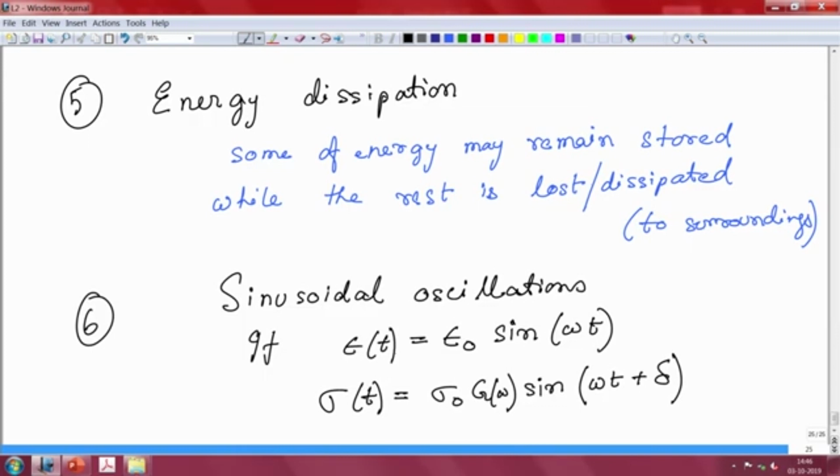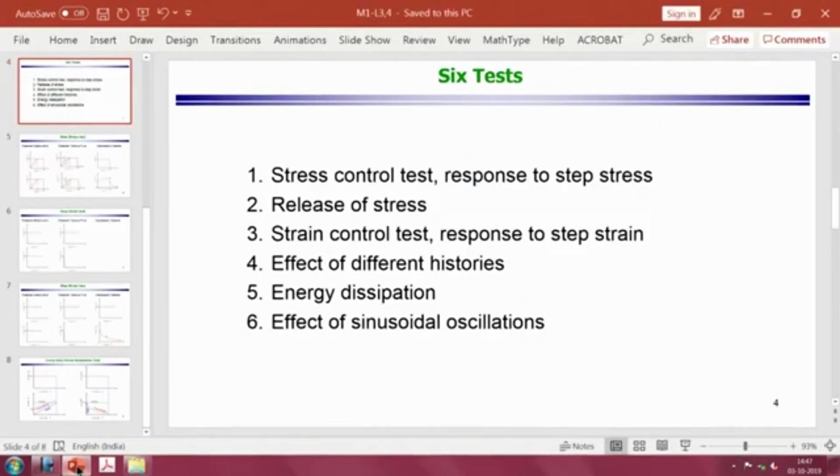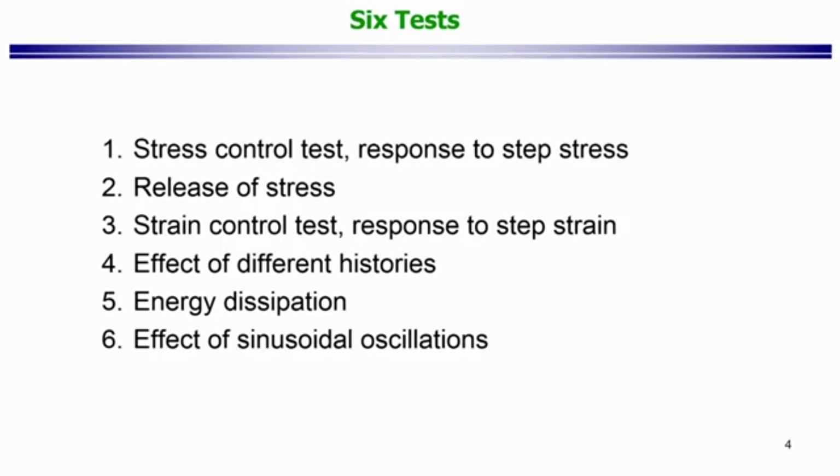So, out of these 6 tests, in our course we will see that the first one is very important, because this gave rise to the phenomena of creep, and we realize that we have to understand. So, associated with that we gave this symbol or the function j. And then the strain control test is also very important because this is your stress relaxation. This gave rise to that phenomena.